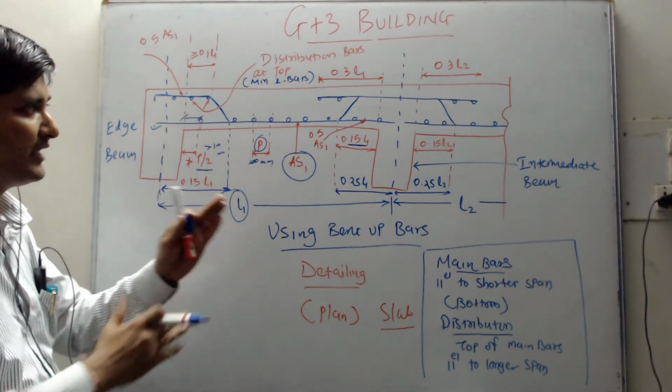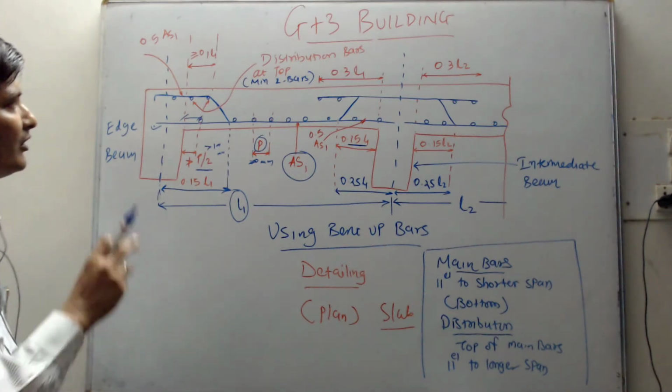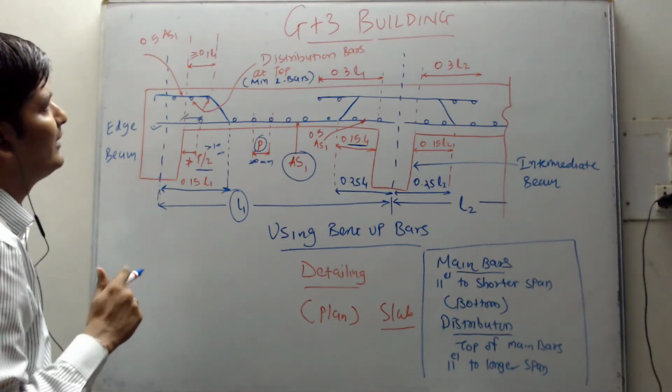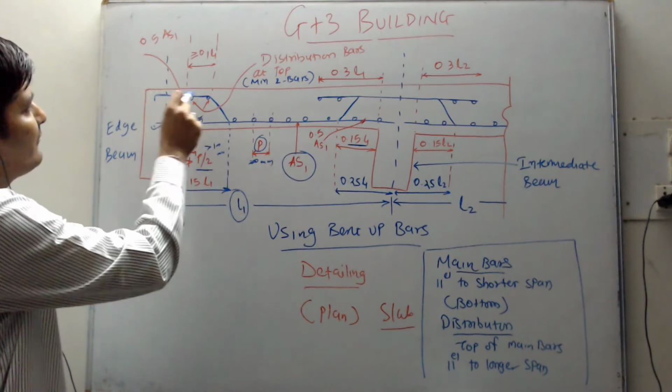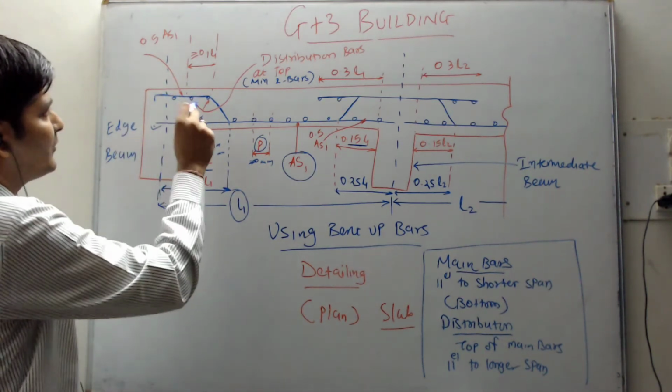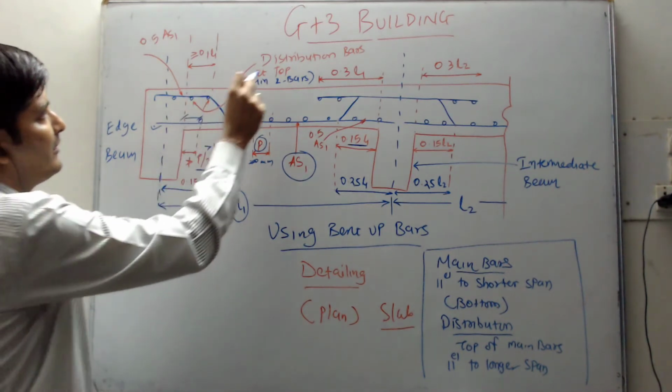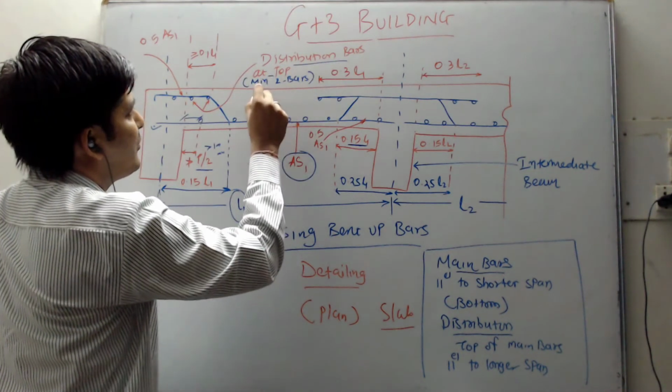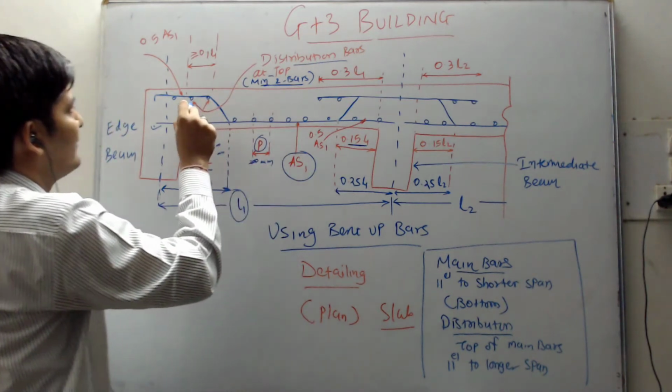The next important thing is, whenever we are bending up our bars, we need to provide distribution steel at top also. For this also there is a standard limit: for distribution bars at top, we need to provide a minimum of 2 bars here at top.